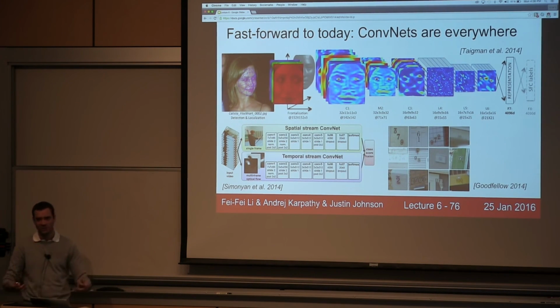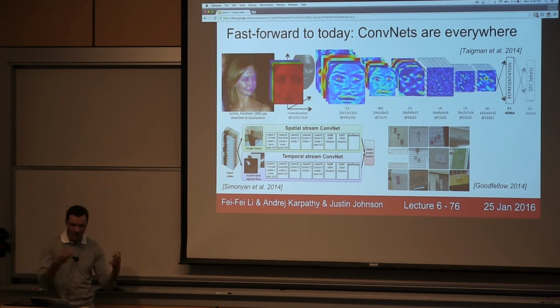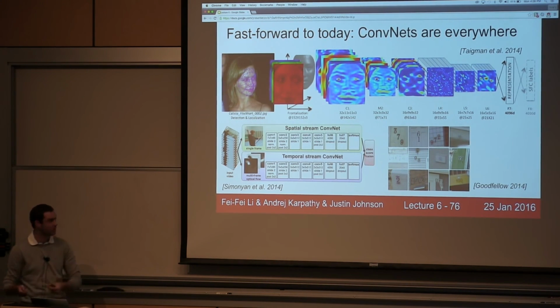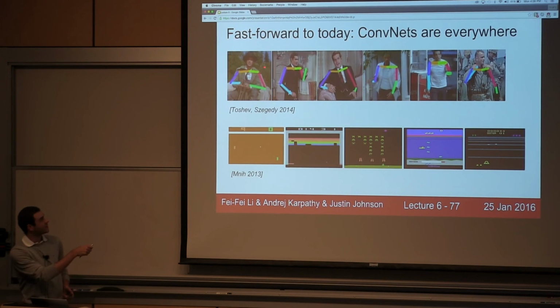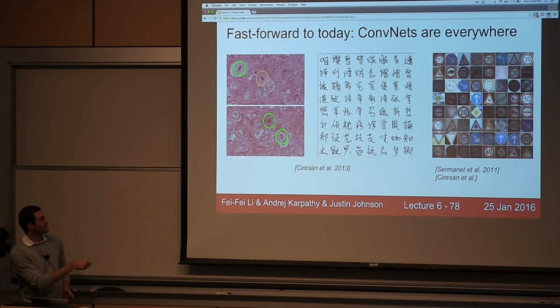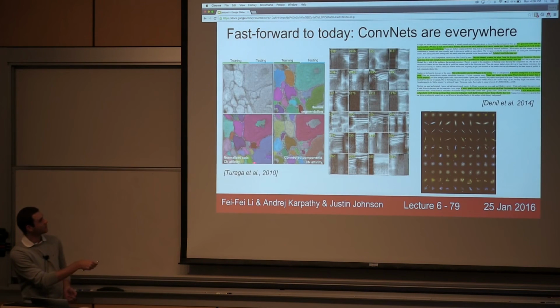So they had lots of human laborers annotate huge amounts of this data and then put a giant ConvNet on it, and it ended up working almost as well as a human. That's a theme that we'll see throughout, that this stuff works really, really well. They can estimate poses. They can play computer games. They detect all kinds of cancer or something like that in bioimages. They can read Chinese characters, recognize street signs. This is, I think, segmentation of neural tissue.